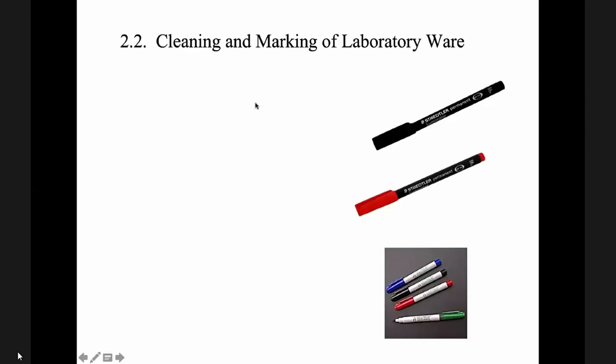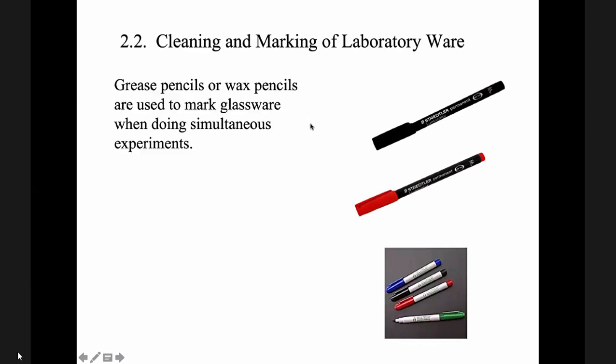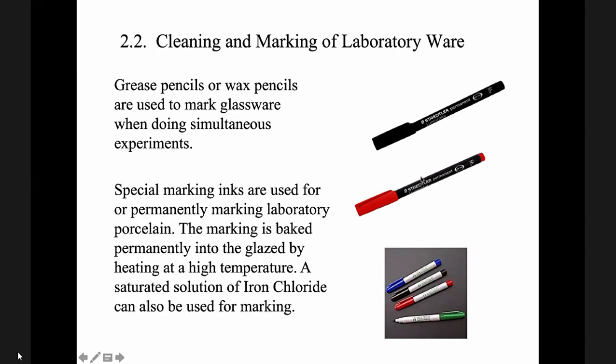Okay, now we go to cleaning and marking of lab wares. Okay, these are grease pencil or wax pencils. These are used to mark glassware when doing experiments or lab activities.